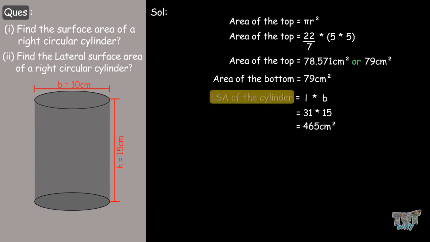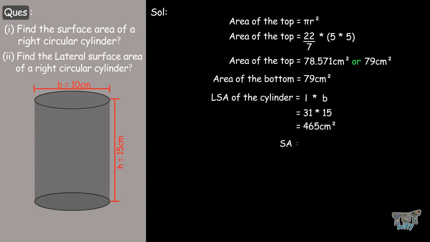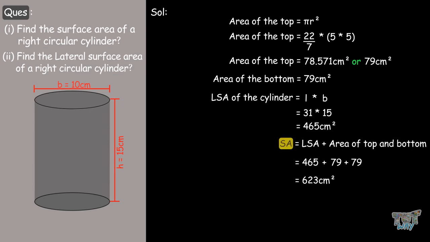So we have calculated the lateral surface area as 465 centimeters squared, and we have already calculated the area of the top and bottom. So total surface area of this right circular cylinder with the width of 10 centimeters and the height of 15 centimeters will be lateral surface area plus the area of the top and bottom. So it will be 465 plus 79 plus 79, which equals 623 centimeters squared. So total surface area is 623 centimeters squared, and lateral surface area is 465.